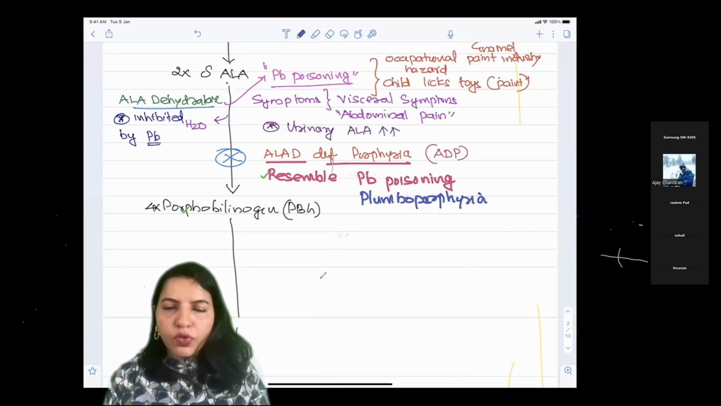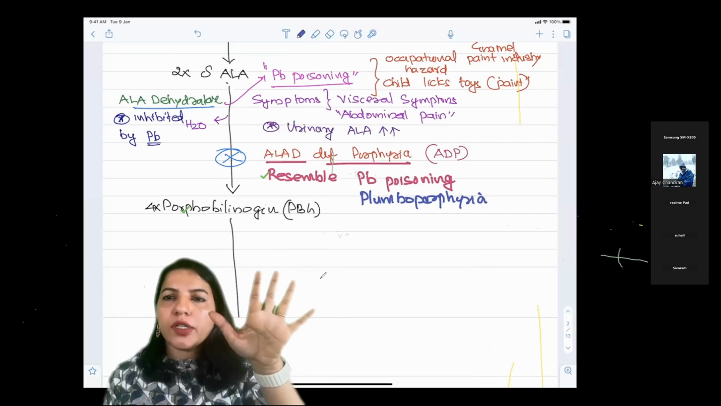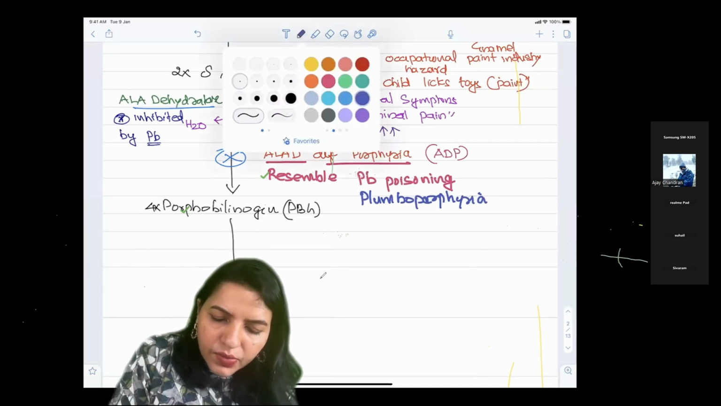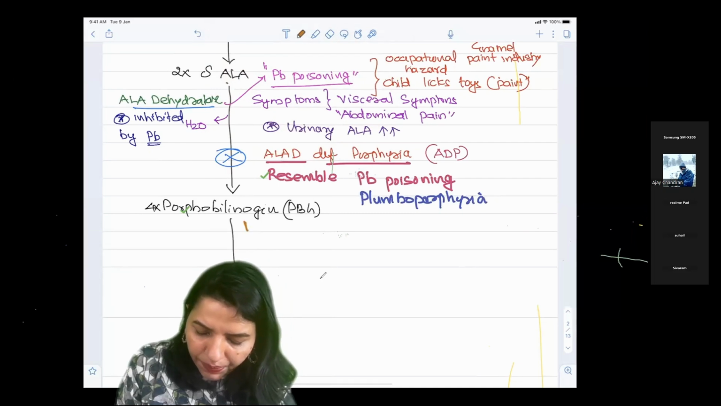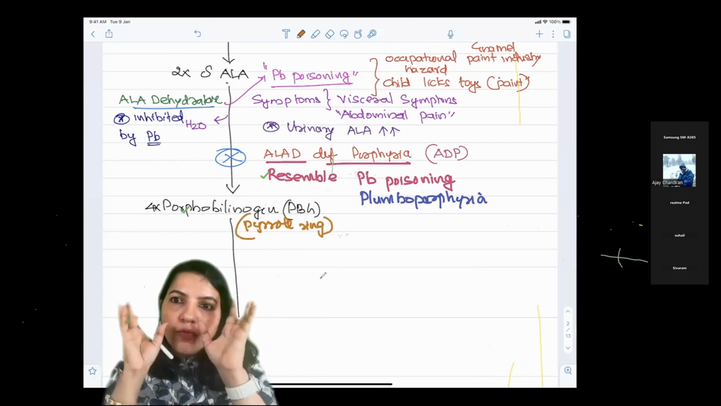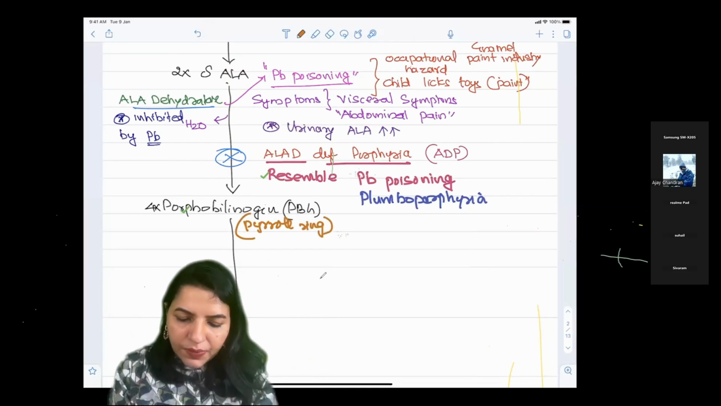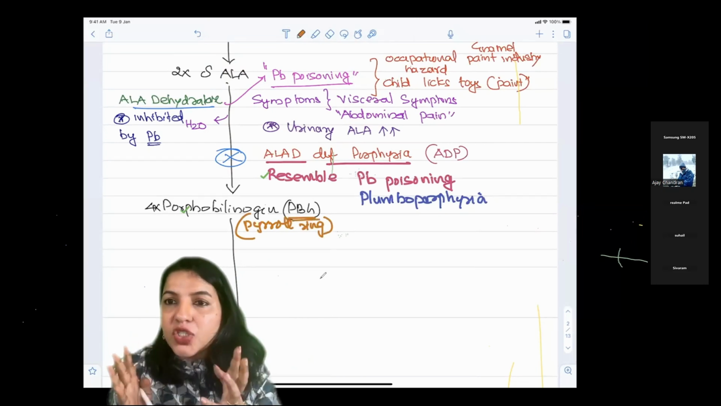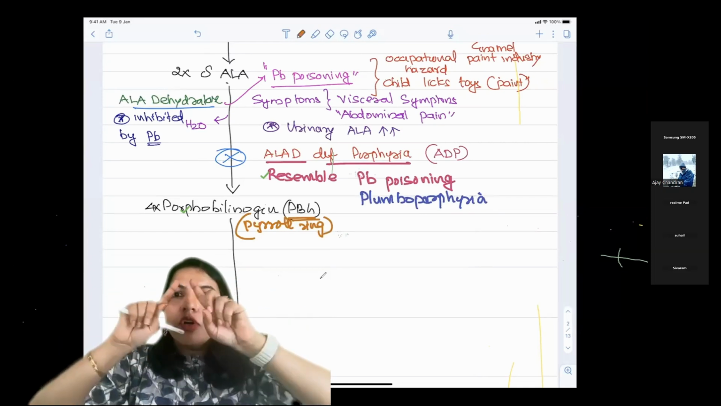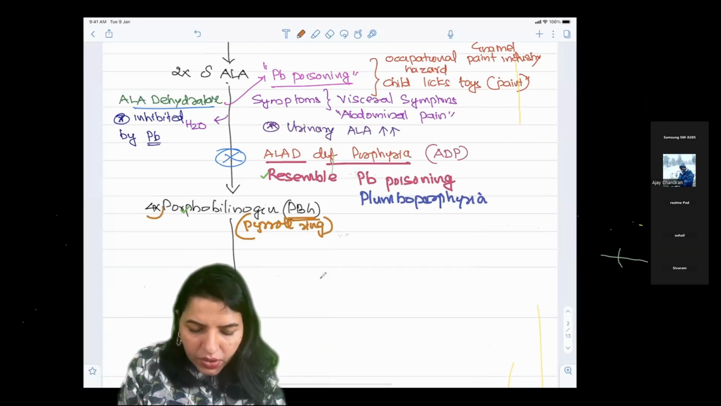Okay, fine. Next, going to porphobilinogen. So now what we got is porphobilinogen. The characteristic thing is that porphobilinogen has a pyrrole ring in its structure. So what did I say initially? We need 4 pyrrole rings, right? So porphobilinogen, that is PBG, has 1 pyrrole ring, which means what should happen next? 4 porphobilinogen. That is what is written here.